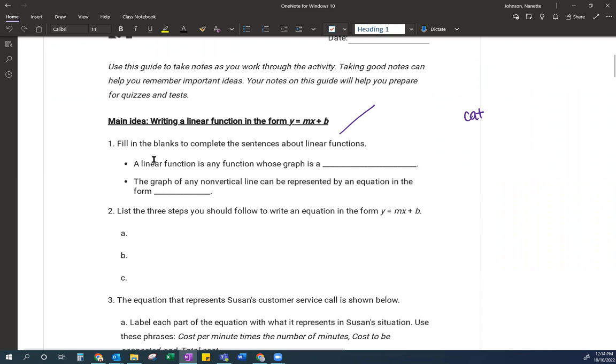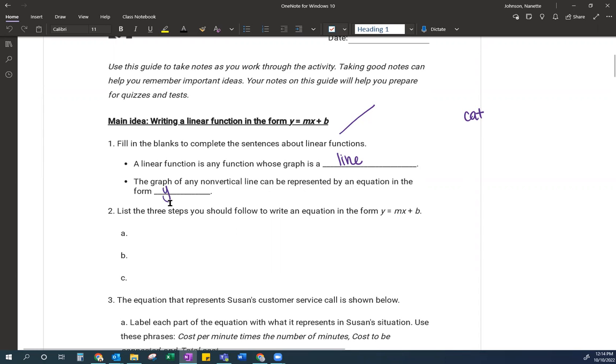Okay. So fill in the blanks to complete the sections. A linear function is any function whose graph is a line. Now, some people say a straight line, but remember, every line is straight. So that's like you being redundant. So I'm just going to write the word line. Okay. The graph of any non-vertical line can be represented by an equation in the form of, and you guessed it, y equals mx plus b.